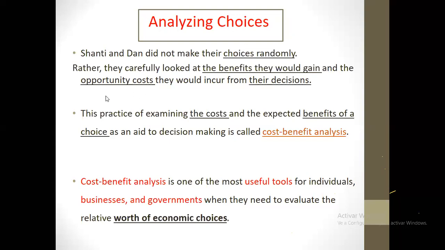Okay. Now it says over here, this is the example that we studied previously. Shanti and Dan did not make their choice randomly. Rather, they carefully looked at the benefit of both gain and the opportunity cost. Now, over here, you use the cost benefit and opportunity cost. There are two kinds of costs, okay? And they would incur them for their decisions. This practice examines the cost and the expected benefit of a choice. It's an aid to decision making. It is called cost benefit analysis. That's what they did. Cost benefit analysis.